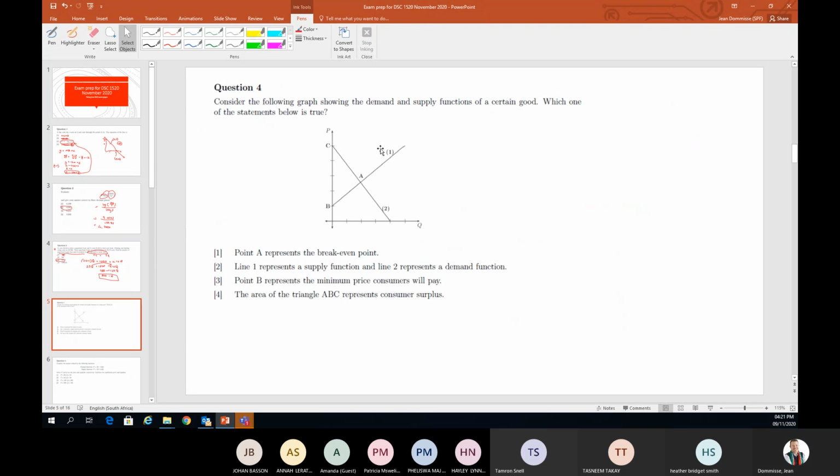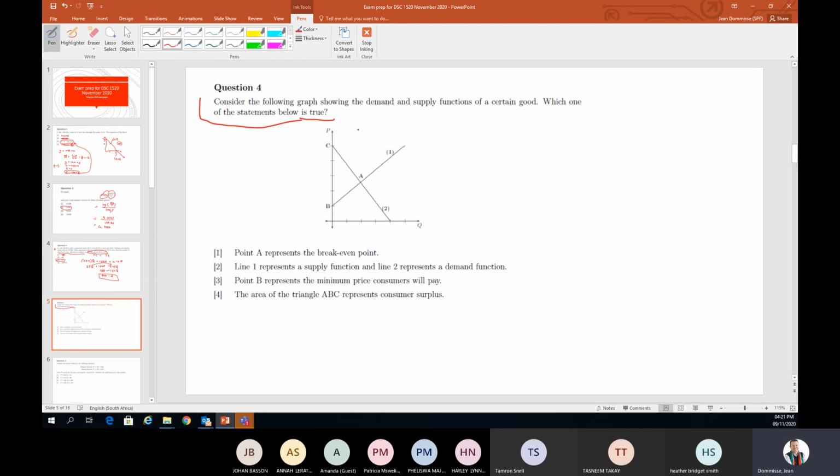So now we're going to consider the following graph showing the demand and supply function of a certain good. Which one of the statements is true? I've seen this in a lot of exams. I've seen this one in a few assignments as well over the last few years.